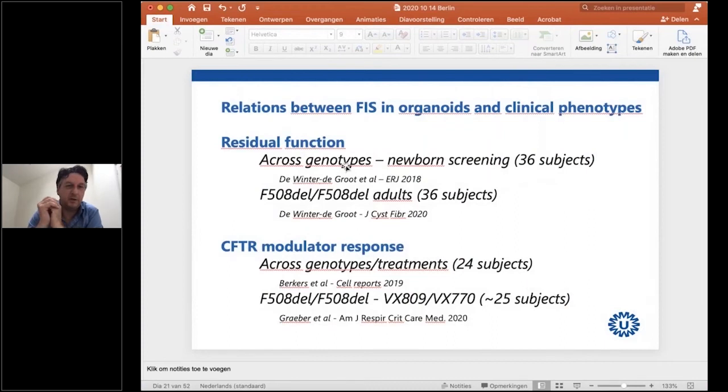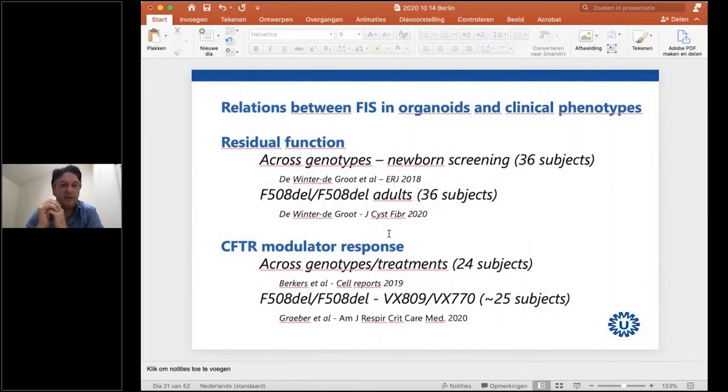But we've done a couple of studies now. We looked at residual function, and I think also at modulator responses, also together with Marcus Mall, Simon Graeber. I think in general, if you look at these types of studies, the bigger effect sizes you can measure across your correlation data set, if you have big effect sizes, then you can nicely make correlations.